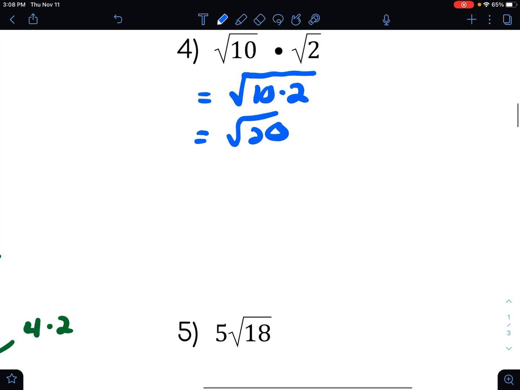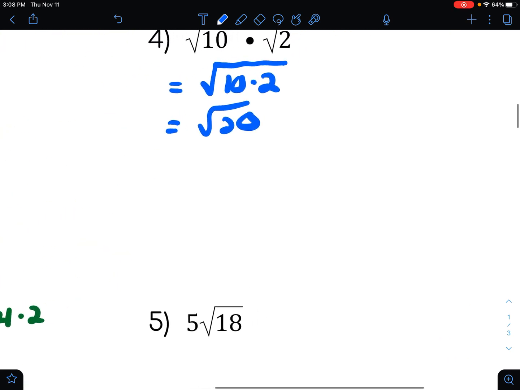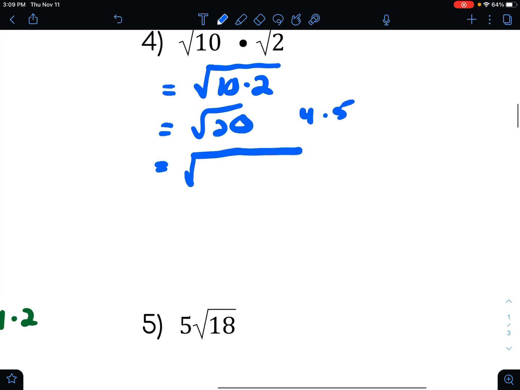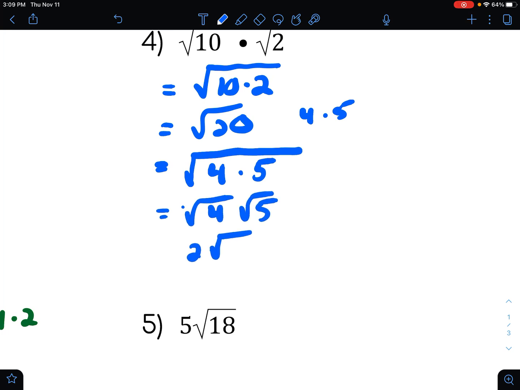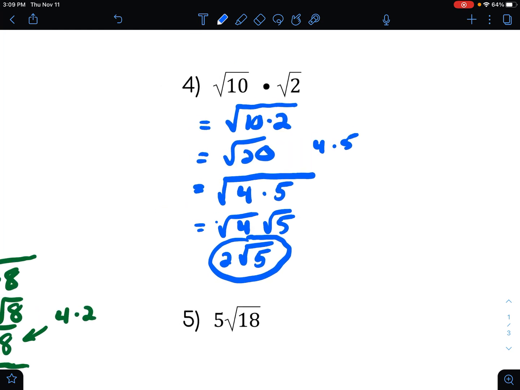All right. And now let's look at that. Are there any perfect square factors that go into 20? And hopefully you're saying, yes, there is. 4 times 5 is 20. So we can break this up into, now, the square root of 4 times 5, which is the same thing as the square root of 4 times the square root of 5. And the square root of 4 is 2. So 2 times square root 5 is the simplified root form of that.